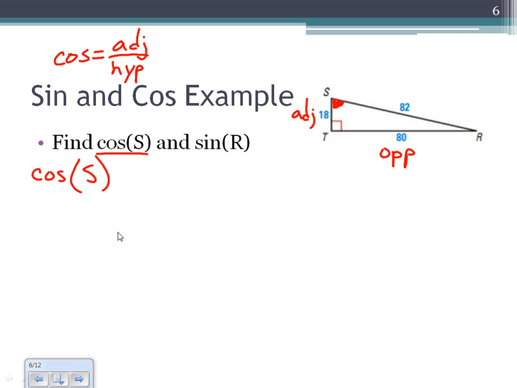Those are still true, but in this case, when we're talking about trig functions, we only care about whether they're adjacent, opposite, or hypotenuse. And then the last side is hypotenuse. Good. And then we just set it up. So the cosine of S is what over what? Oh, Leslie? 18 over 82. So you grab the adjacent and the hypotenuse. Any questions with this problem?